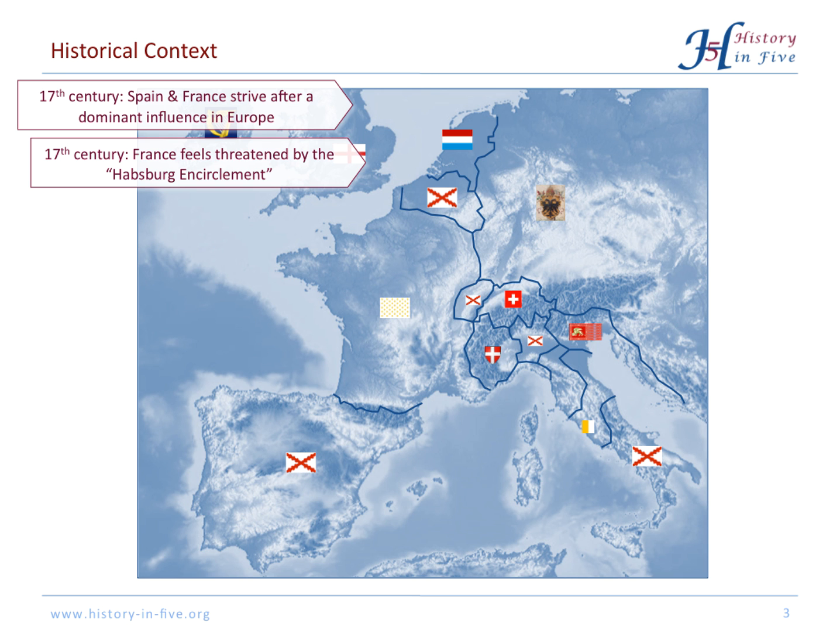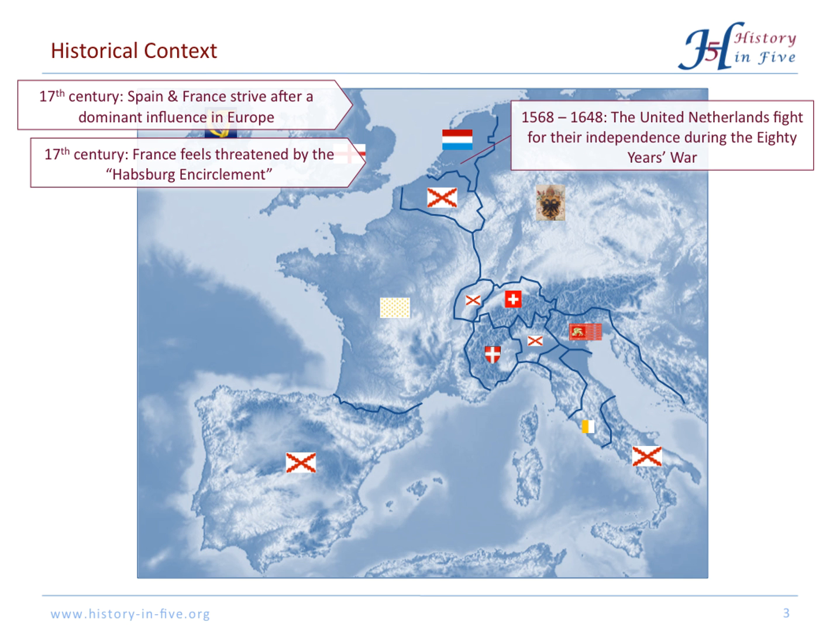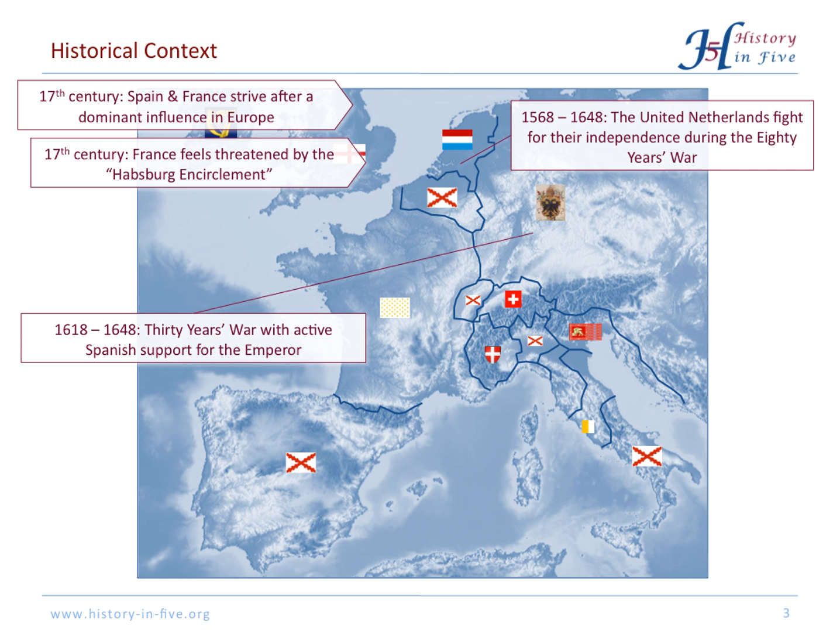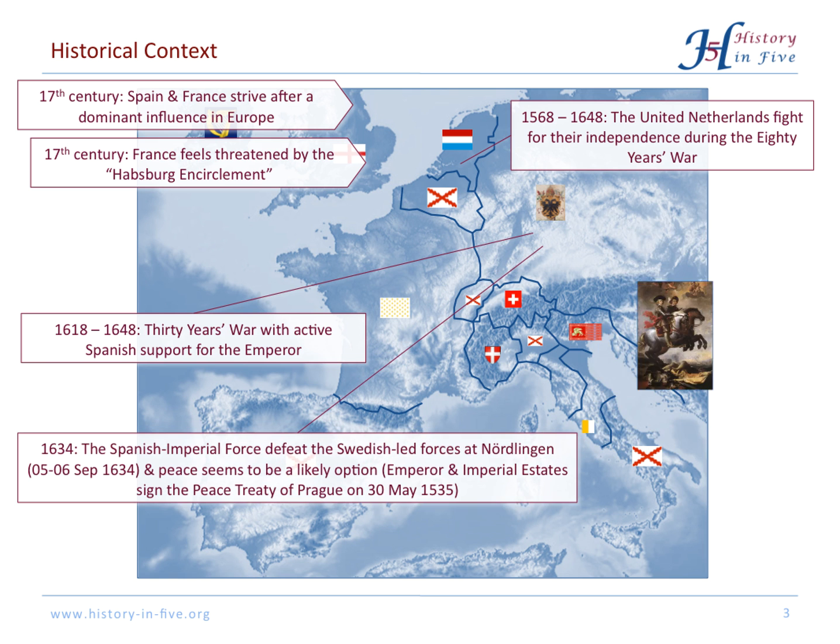You have to understand the Franco-Spanish War in the context of other conflicts. There was the 80 Years' War, where the United Netherlands fought for their independence, and of course the 30 Years' War. Spanish troops supported the emperor. On the other side, there were the Swedes.